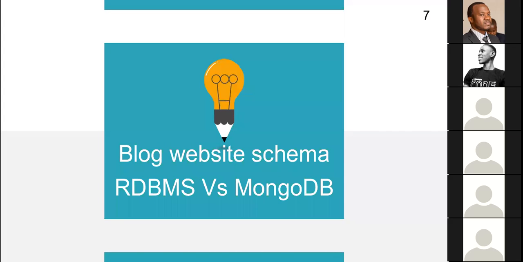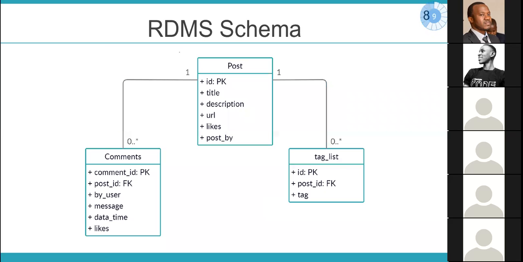Let's proceed. We have an example. We're going to be looking at schemas. We have a blog website schema, and we're going to compare a typical relational database management system schema and a MongoDB schema. What a schema is, in layman language, is just a representation of your database. Before you actually go ahead and create your database, you can have a schema which represents what your database will look like. So what we have here is a class diagram of a blog post application.